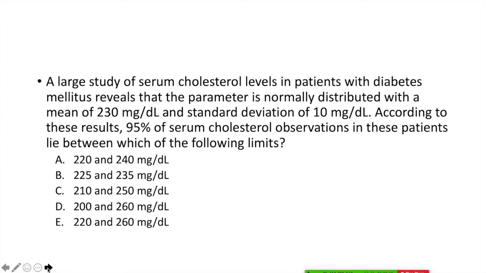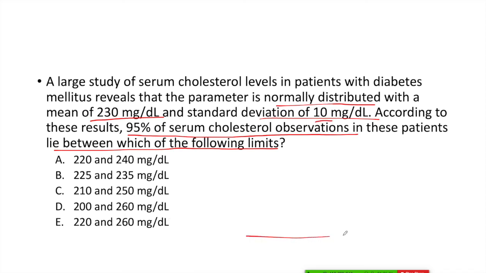Great. So let's do some more practice. Here we have a large study of serum cholesterol levels in patients with diabetes. It reveals that the parameter is normally distributed with a mean of 230, standard deviation of 10. According to these results, 95% of serum cholesterol observations in these patients lie between which of the following limits? And then we have a bunch of different levels of cholesterol. Normally distributed just means it's got the, yep, that's all that means.